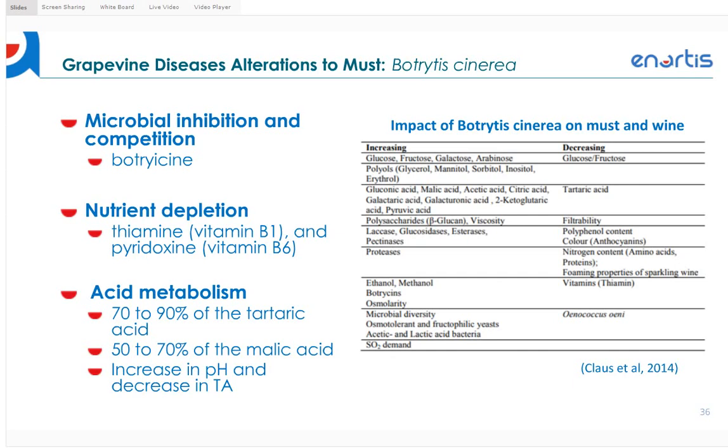And there is quite a significant effect on the acid composition of must. Botrytis can consume up to 70 to 90% of the tartaric acid and 70% of the malic acid, and this causes an increase in pH and a decrease in TA, which of course affects the activity of sulfur, and higher pHs also open the door for other sorts of microbial spoilage. Here on the right-hand side, I have a graph which was pulled from Dr. Harald Kloss from Germany, and it also lists some of the increasing and decreasing factors seen with botrytis-infected must and wine.